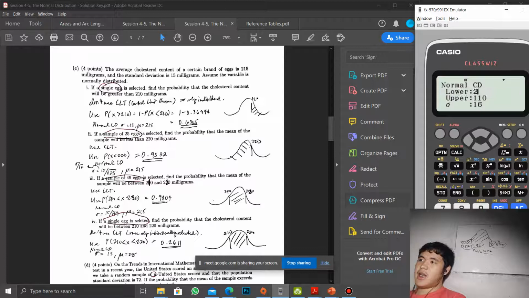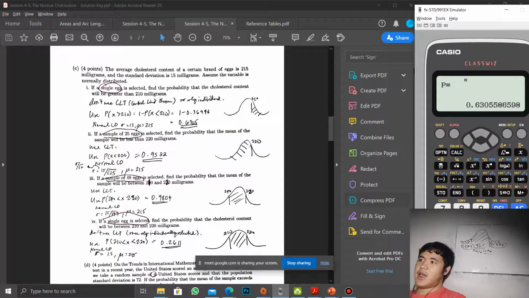Sige, let's try. Greater than 210 pa na. Ayan. Sigma is 15 and the average is 215. 0.6305 or 0.6306, no? Your choice.